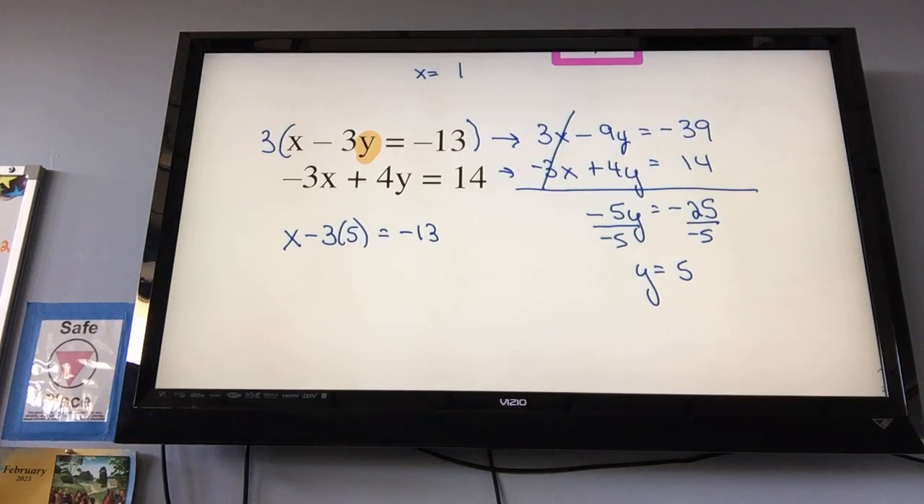Okay, so I plug my 5 in, so that gives me minus 15 equals negative 13, and then add 15, x equals 2.